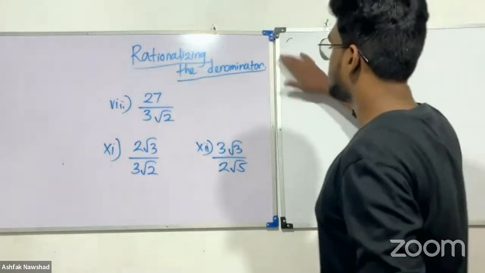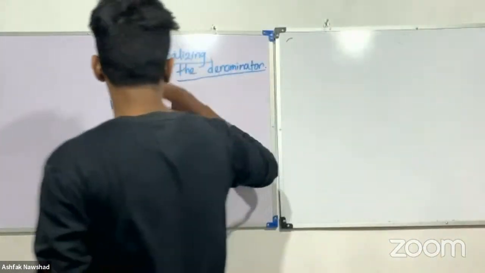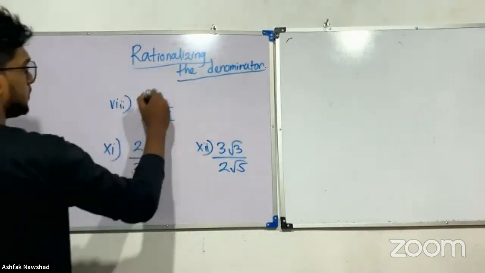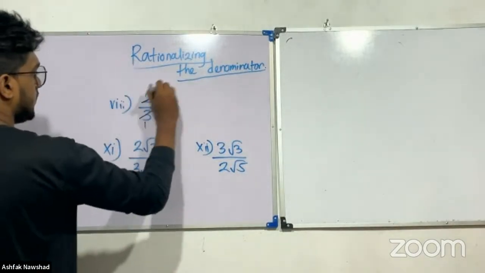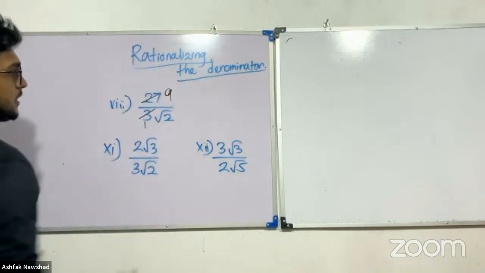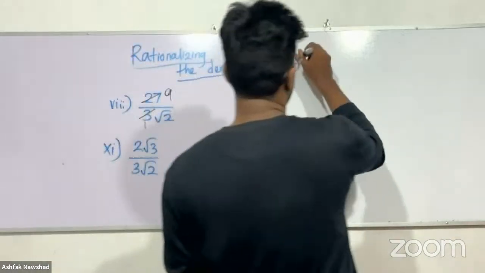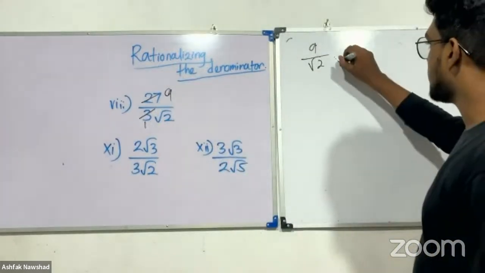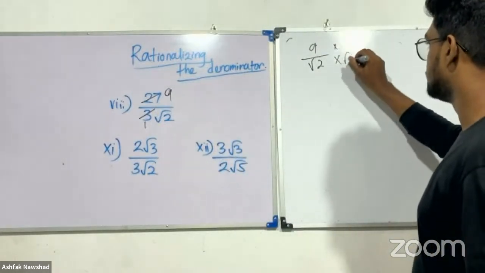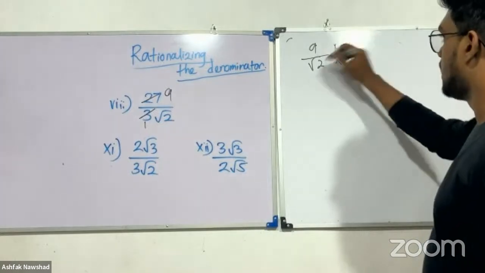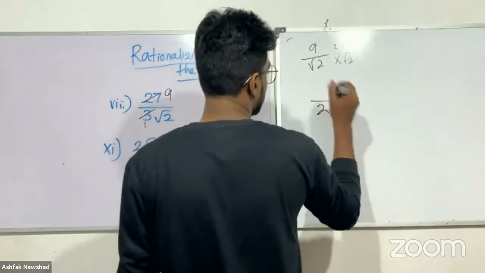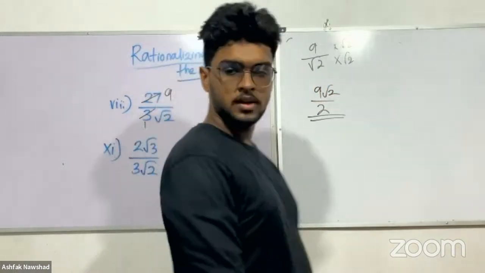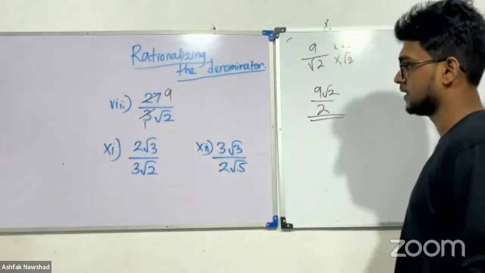Let's see the first one. Even before starting the question, we can simplify these two. There's 1 3 in 3 and 9 3 is in 27. So the question begins as 9 over root 2. So we can multiply this by root 2. Root 2 times root 2 is 2. 9 times root 2 is 9 root 2. So the answer is 9 root 2.